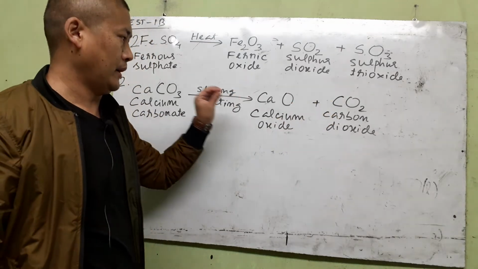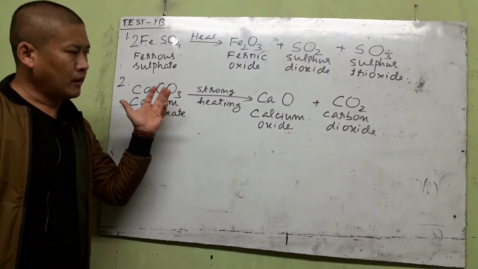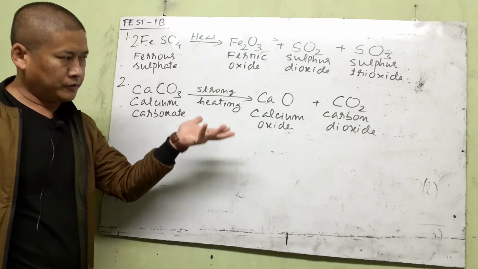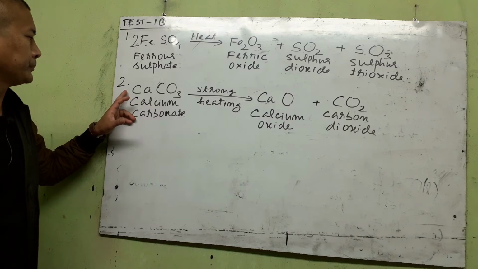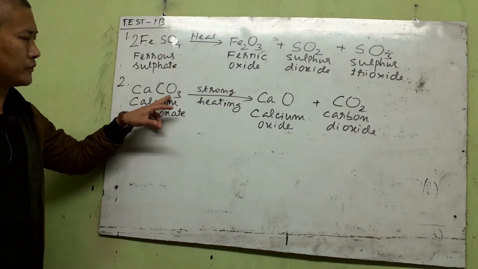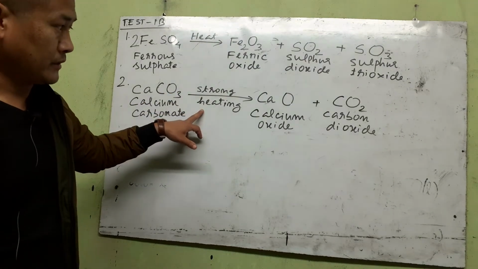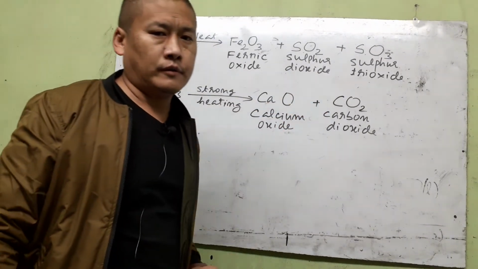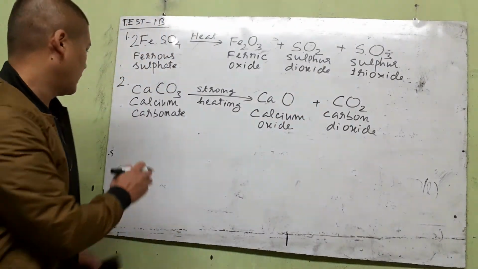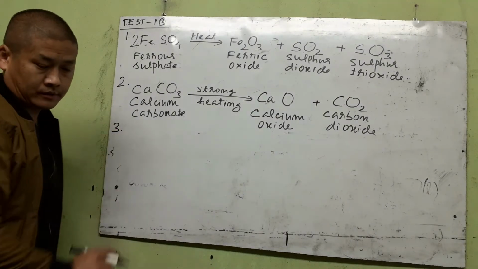So this is also another skeletal equation which is already balanced, and there is no need to balance it further, right? So the balanced equation will read: 1 molecule of calcium carbonate on strong heating decomposes into 1 molecule of calcium oxide and 1 molecule of carbon dioxide. Let's go to the third one.